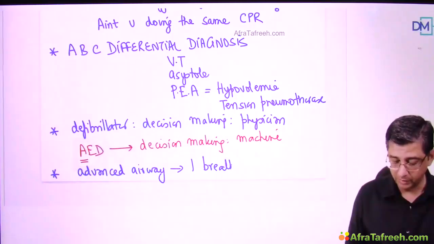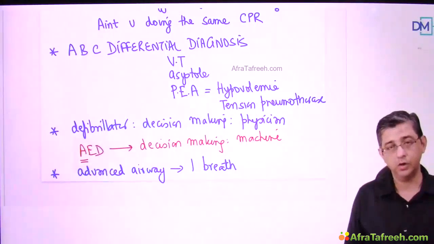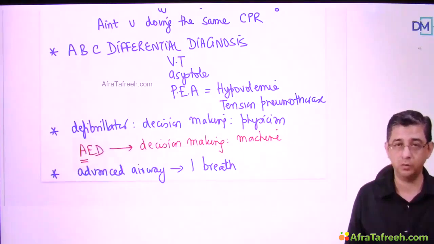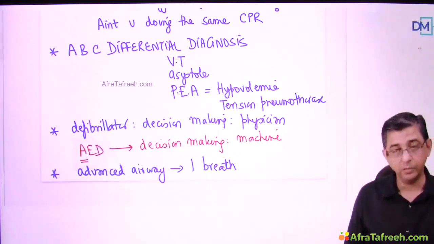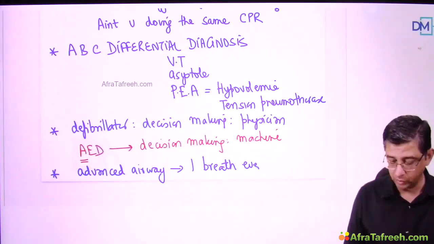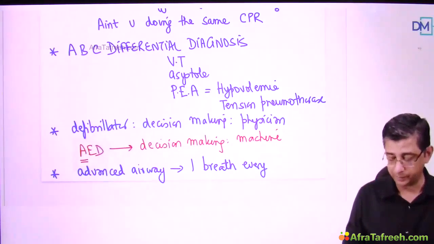I repeat my statement, that 30:2 is not to be followed anymore. Like one guy is giving 30 chest compressions, fine, but if you are the one on the ambu bag, you have to press the ambu bag once every 6 seconds. So one breath every 6 seconds will translate into a total of about 10 breaths in 1 minute.